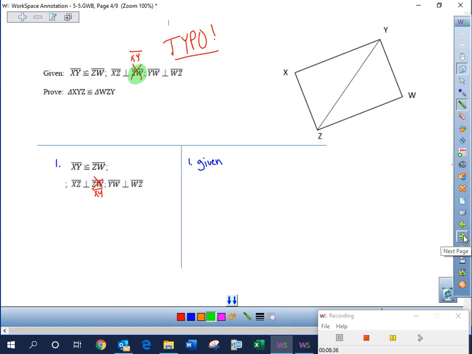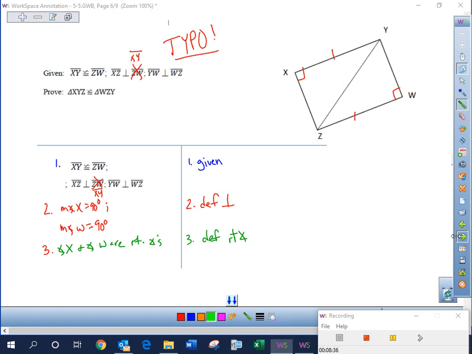Alright, somewhere in there, since they gave you perpendicular, you've got to say that those angles, after you marked them with your tick marks in your right angle boxes, measure angle X equals 90 and measure angle W equals 90 by definition of perpendicular. If you did the reflexive property already, that's cool too. It's got to be done. It just doesn't have to be done right away. I didn't do that right away here. After you say they're 90 degrees, you need right angles. So we'll say that they are right angles.